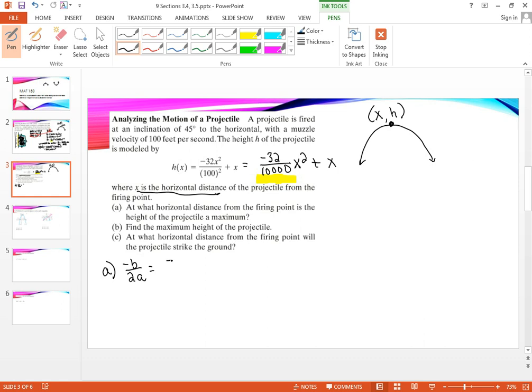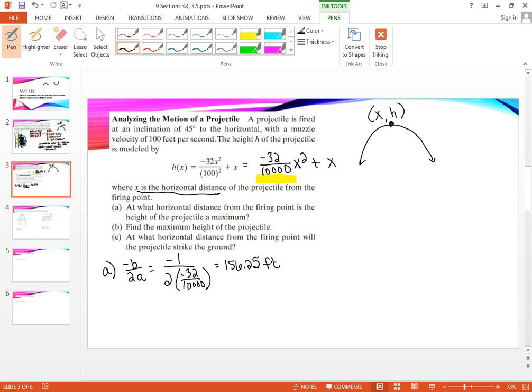All right, so negative 1 over, oh, this is cute, 2 times negative 32 over 10,000. Now, since we're talking about distances and firing points and everything, it's not going to make sense to give this answer in a fraction. It is totally fine to go ahead and type this into your calculator and get an approximation, and when you do that, you should get 156.25 feet, because x is the horizontal distance in feet. Totally fine to put that as a decimal.